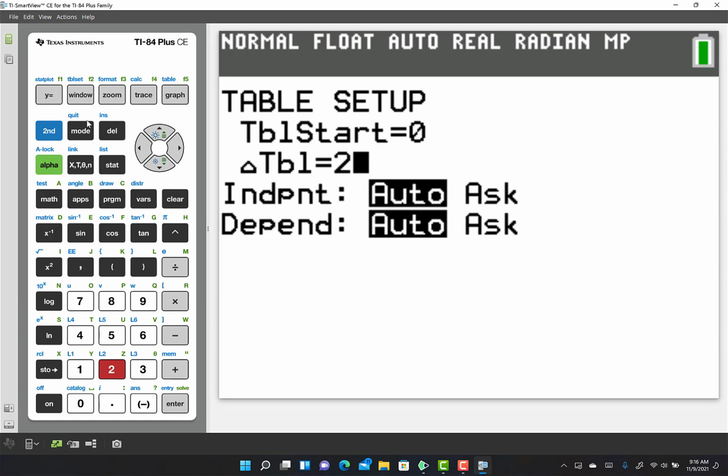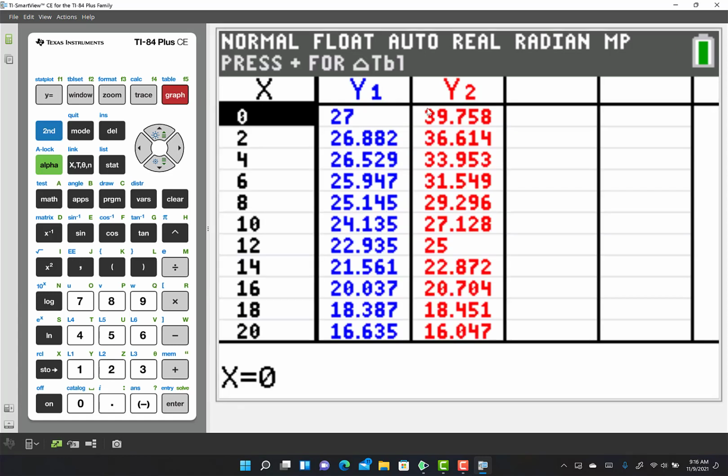Now, go to second table. That's where the graph button is at. Second table. And you just care about the red one, the Y2 here. And check it out. At 0, did it say 39.758? Yeah, that's the first number we got. Remember? Did the first one match or no? Yes. So now number 2, 36.614.